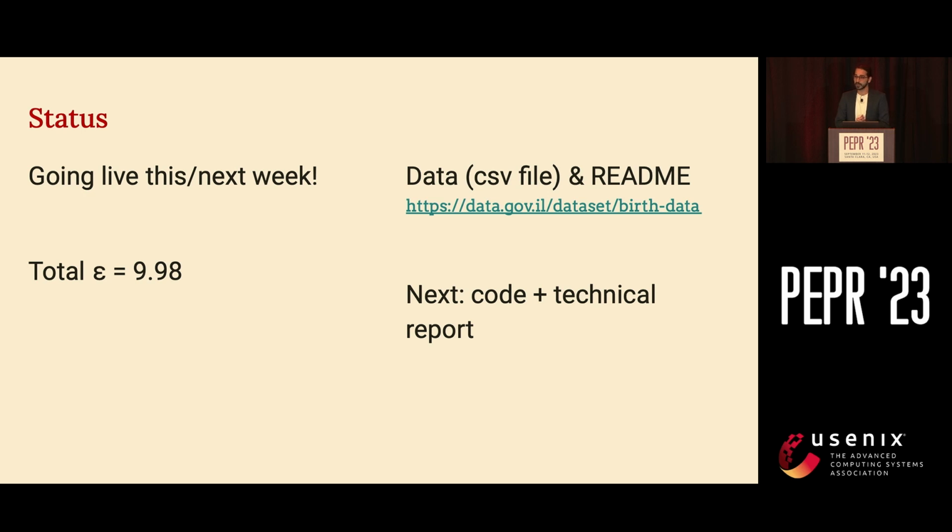We are going live, hopefully this week, maybe next week. Last week we ran the pipeline and got a result. Total epsilon is going to be 9.98. From the beginning we said it shouldn't be above 10, and of course we got really close to that. We're going to first release the data as a CSV file and a README file, and hopefully later this month, release all the code and a very detailed technical report.